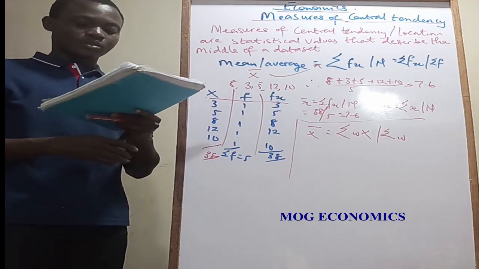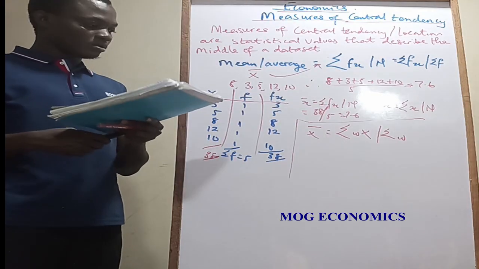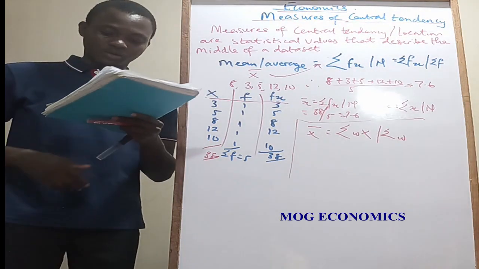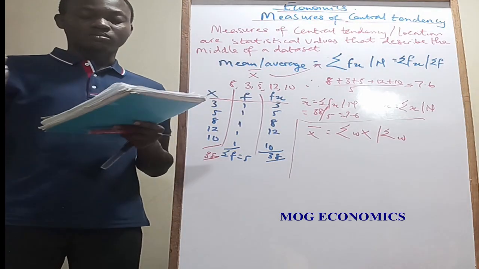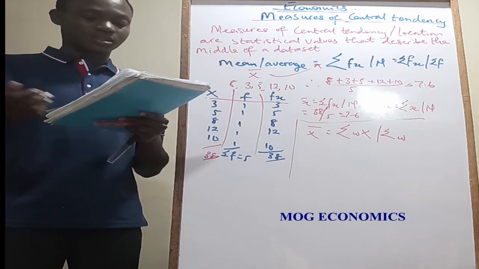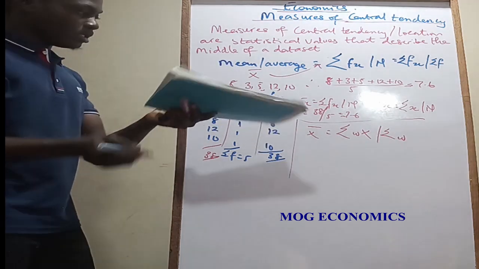Now let's look at an example. If the final examination scores of FSS 204, that's a Faculty of Social Science Statistics exam. So let's do this.